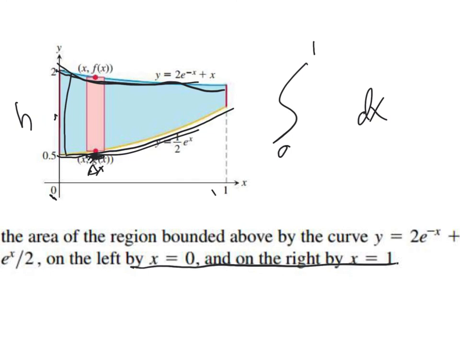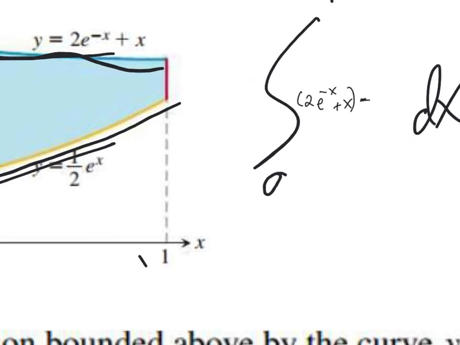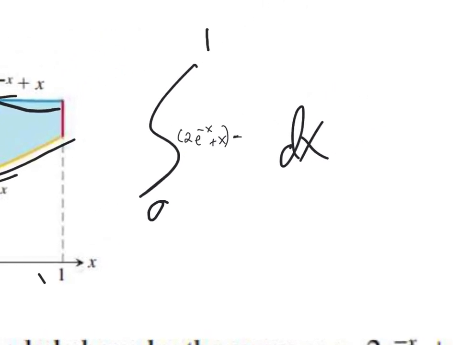It looks like it's 2e to the negative x plus x. Let me make it bigger so I can get it all in there. 2e to the negative x plus x, subtract a 1/2 e to the x. That's the setup.